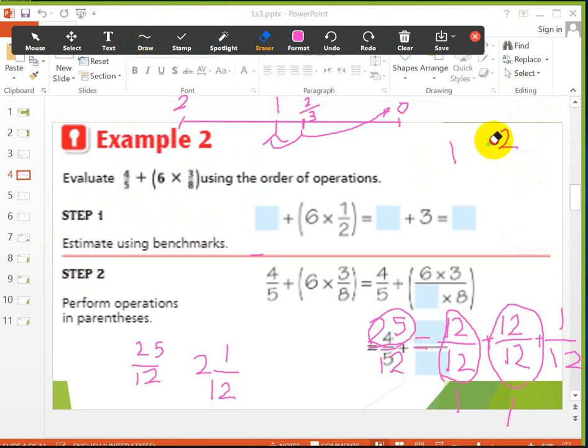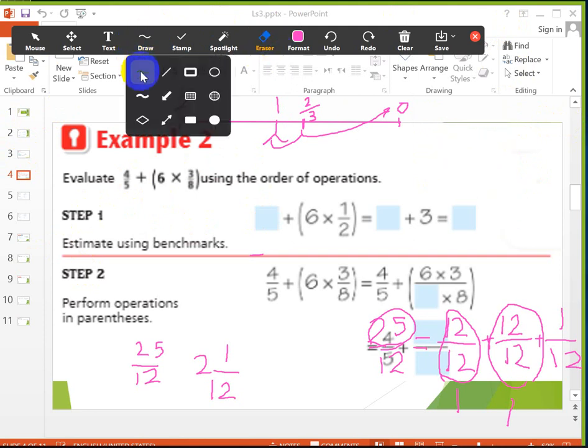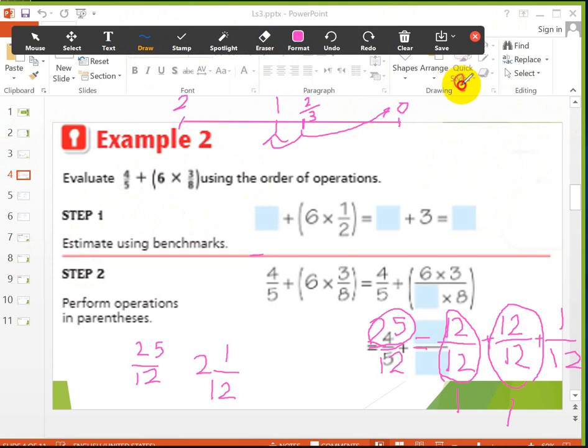Let's start. I will write the page up, okay? Right here, 82. Okay, how I will find the answer or evaluate using the order of operations. Okay, you have to focus with me, girls. You have to focus with me, please.